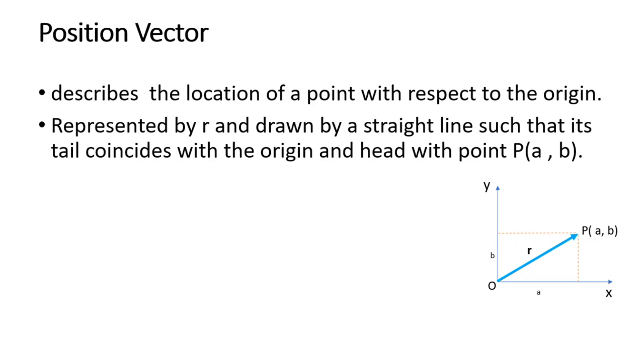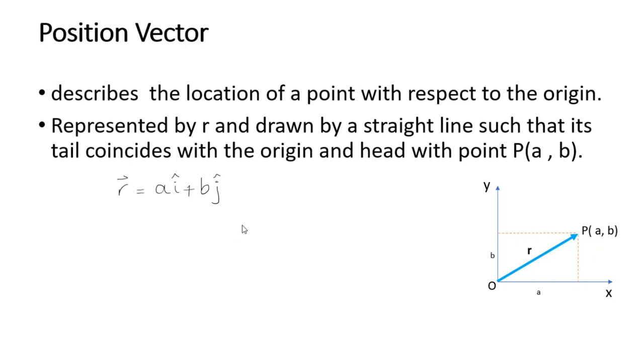As we know, the rectangular components are basically the projections of a vector along the x-axis and y-axis. So if I would like to write down vector R in terms of A and B, then A is along the x-axis, so I will use the unit vector I for A, and for B I can write the unit vector J because it is along the y-axis. So this is for two dimensions.